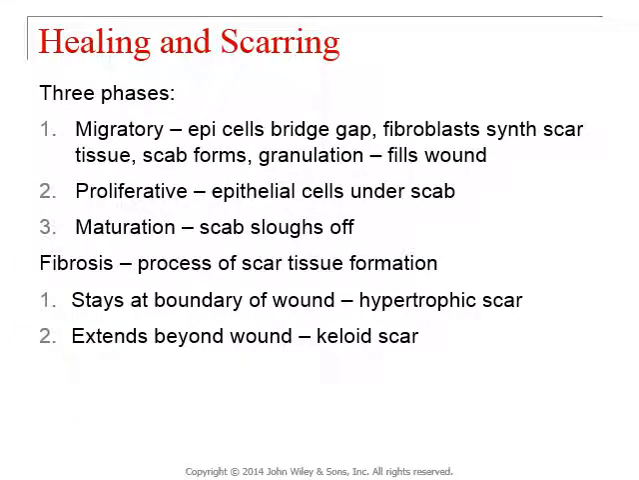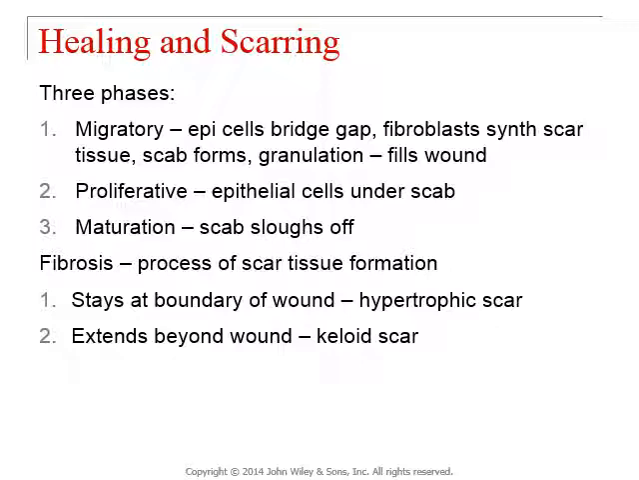Once the inflammatory phase ends, you start the next phase, known as the migratory phase, where the epithelial cells will bridge the gap. You have fibroblasts that will synthesize scar tissue, and the scab forms, therefore plugging the wound. Next, you have granulation, where the mitotically dividing stratum basale cells start to fill in the epithelial cells. Once that kicks in, you have what's known as the proliferative stage, where the epithelial cells start to form underneath the scab. That's where you get that nice, healthy pink tissue underneath the scab itself. Finally, once there is enough epithelial tissue underneath the scab, it'll mature and then the scab will slough off.